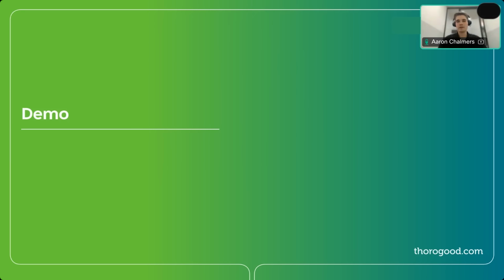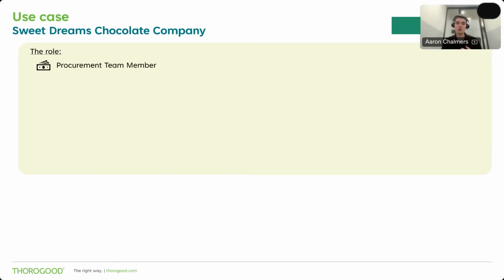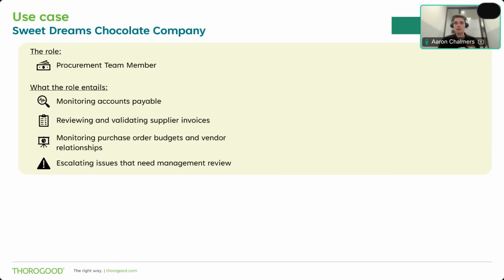Before we go into a bit more detail about Agentic AI, I'm going to show you a quick demonstration of an example use case that we've created showing how Agentic AI can be used to tackle some real-world problems. For today's demo, we'll be adopting the persona of a procurement team member at a fictional confectionery company, the Sweet Dreams Chocolate Company. This role involves a variety of different things, such as monitoring accounts payable, reviewing and validating supplier invoices, monitoring purchase order budgets and vendor relationships, and escalating any issues that might need management review.